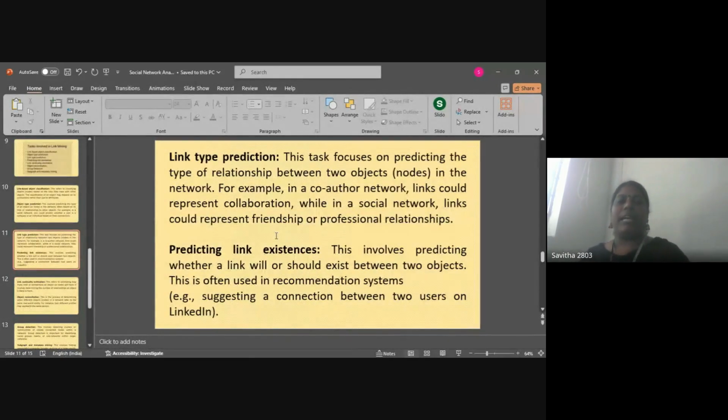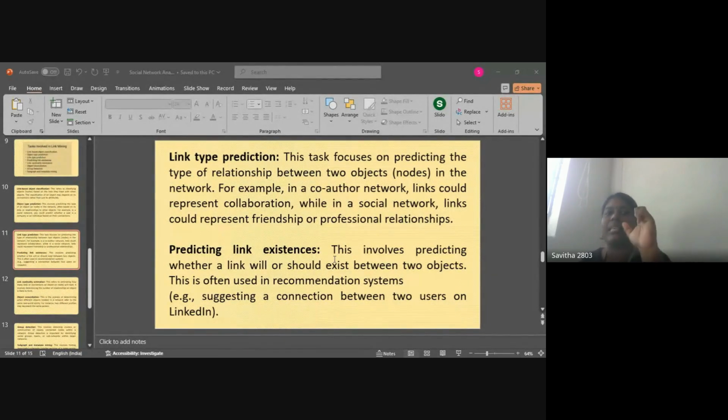The next one, link type prediction. In link type prediction, the nature of the relationship between two objects should be identified. For example, in a citation network, the link between two papers indicates which paper is referenced in the other paper, or how they are related together.